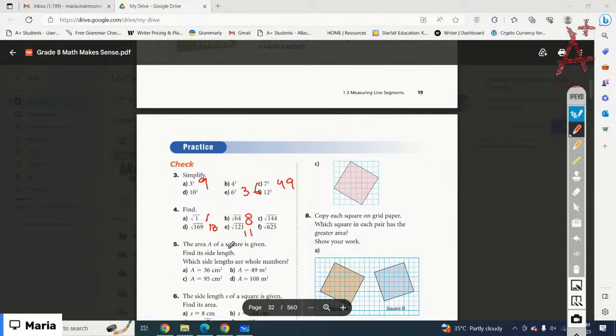Question number 5. The area A of a square is given. Find its side lengths. Which side lengths are whole numbers? You are given the areas. You have to calculate the side of the square. Got it? A square has all 4 sides equal in length. So that would be 36. 6 times 6 is 36. That means each side has length 6. 49. 7 times 7 is 49. The rest are not squares. 95 centimeters squared is not a square and 108 is not a square. Got it?